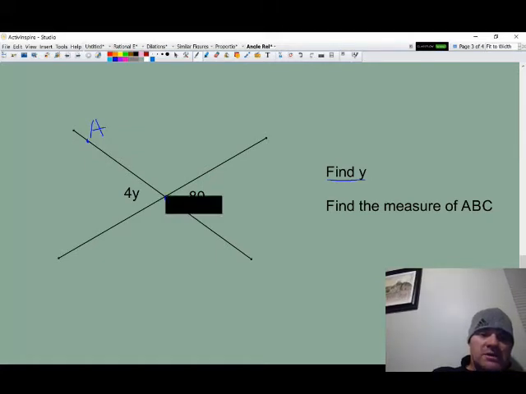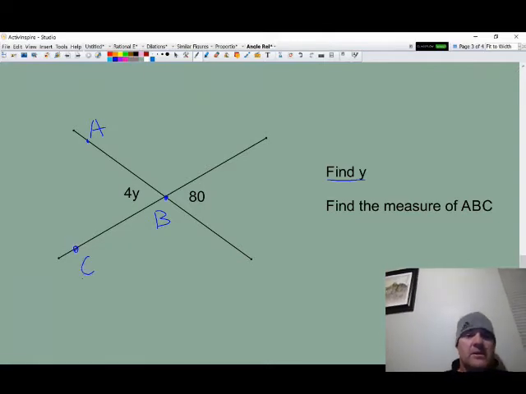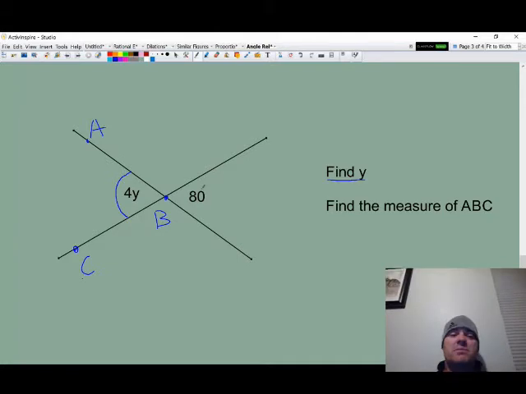We're going to call the center point right here B, and I'll put a point out here. We'll call that C. I want to find the measure of angle ABC. Well, first thing is find the relationship. These are vertical angles because they cross, okay? Not like Eli said, vertical angels. No, it's vertical angles, okay? And I know that vertical angles, if you look in your notes, are congruent.